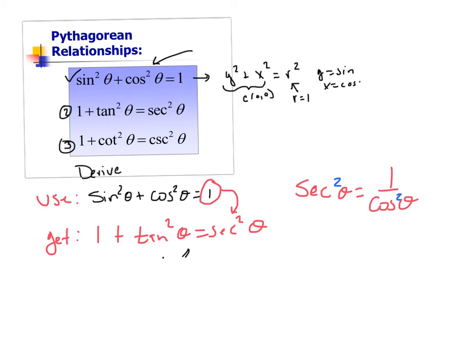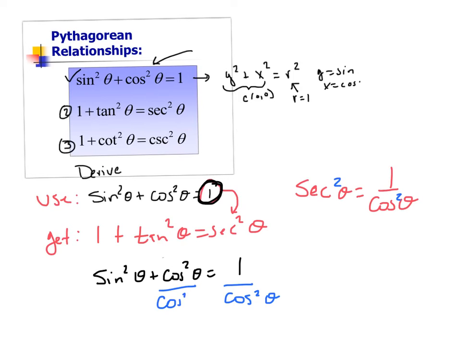Now, let's clean that up a little bit. That tells me how I can set up my substitution, if you will, to create this formula. I look at this 1 right here, and if I divide it by cosine squared, it's going to equal secant squared. So let's do that. I'm going to write sine squared theta plus cosine squared theta is equal to 1, and then divide that by cosine squared theta. What I do to one thing in an equation, I have to do to everything.